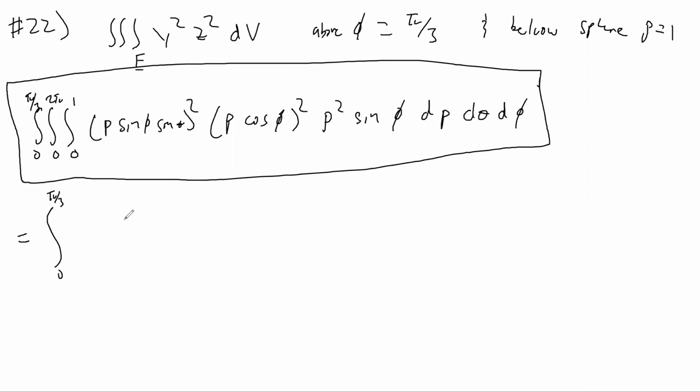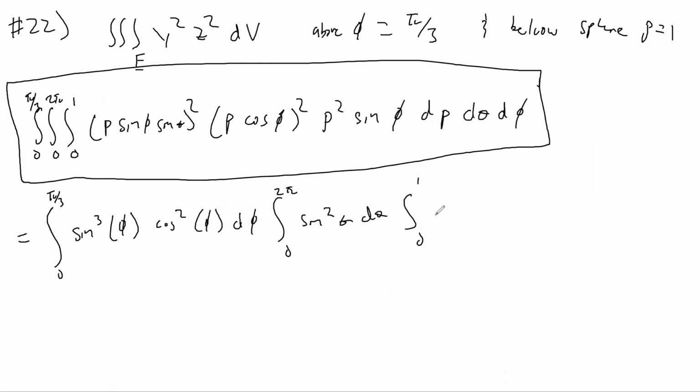For phi, we have sine squared phi, cosine squared phi and sine phi. That's going to look something like sine cubed of phi, and then cosine squared of phi, d phi. For the second part of the integral, it's from 0 to 2 pi of sine squared theta d theta. And finally, from 0 to 1 of rho to the power 6 d rho.